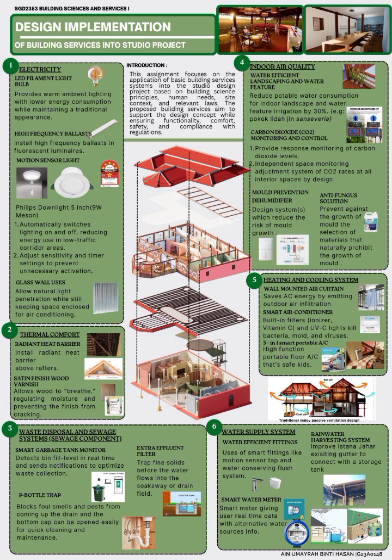Topic 6, water supply systems. I use water efficient fittings, for example, motion sensor tap and water conserving flush systems in the toilet. And then rainwater harvesting system, we improve Istana Jaha's existing gutter so that it connects with a storage tank so it can harvest rainwater. And then smart water meter, which can give the user real-time data with alternative water sources info, so it can be helpful and resourceful for the user more than just a water meter.